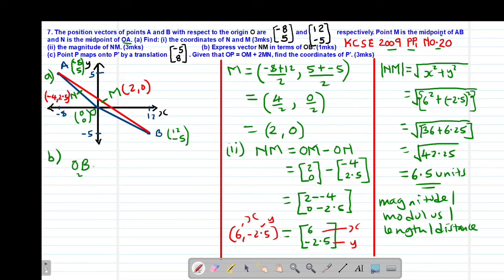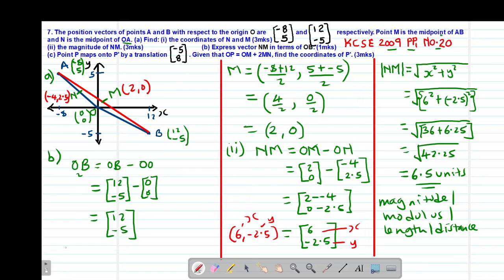To find the magnitude of OB, I need to find vector OB, which is the same as taking the coordinates of point B and subtracting the coordinates of point O, which is just 0, 0. So OB is just the coordinate of point B. Point B had the coordinates 12, negative 5. Then minus the origin, whose coordinates are 0, 0. So 12 minus 0 gives 12, and negative 5 minus 0 gives negative 5.